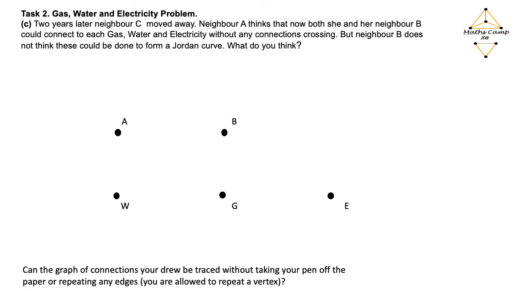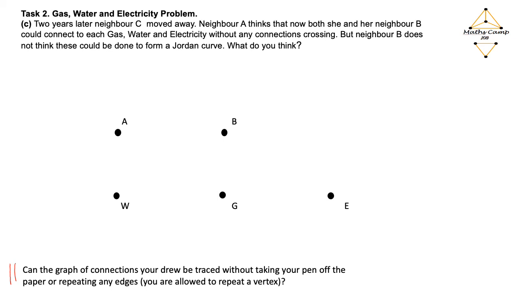In the third part, something happens and neighbor C moves away, so there are only two neighbors. And perhaps in this case, that dream of connecting to water, gas, and electricity becomes much more simple. And so the question is: in that case, can you do it as a Jordan curve? Please do not miss my little extra question here because it's going to help you think about my next problem.